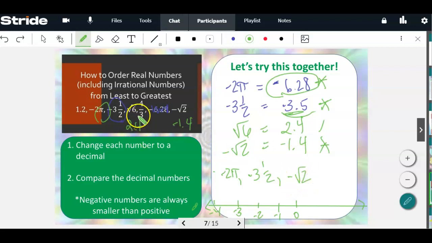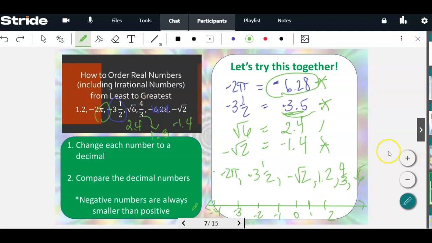Now let's look at our positives. I skipped this one, 4/3. When you do it on the calculator, it's 1.3 repeating. So if we have our number line, remember here's 1, here's 2. 1.2 would be smaller than 1.3. So 1.2 is next, and then 4/3. You can pause this and rewind if you need to. And then what was our last one? The square root of 6.